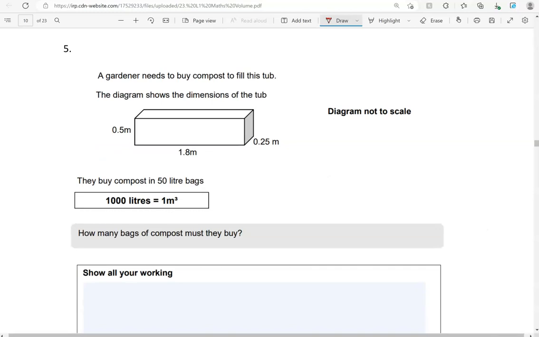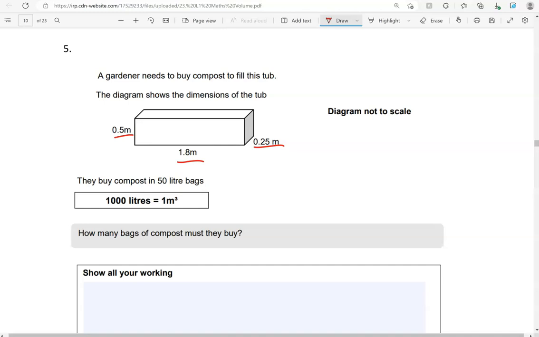A gardener is to buy compost to fill this tub. The diagram shows the dimensions of the tub, which are 0.5 meters by 1.8 meters by 0.25 meters. They buy compost in 50-litre bags. 1,000 litres equal 1 cubic meter. How many bags of compost must they buy?